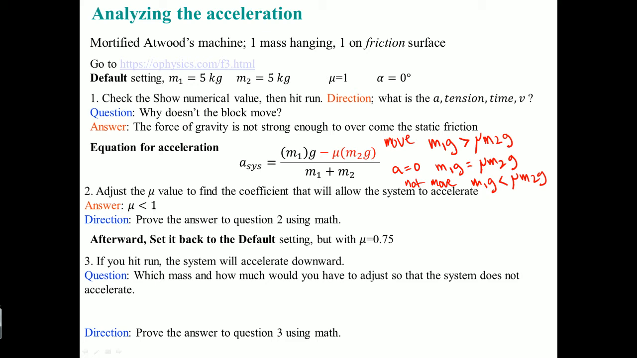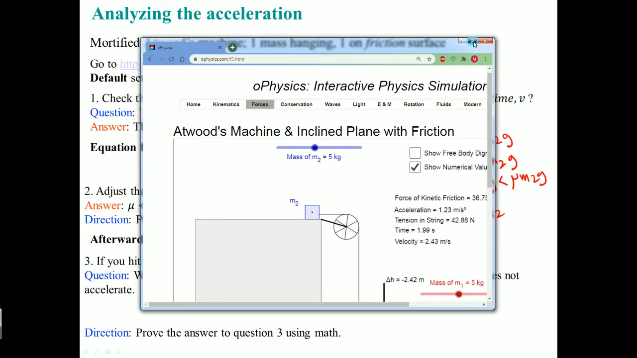How can we prove that? Well, for it to move, this has to be true: m1g is greater than mu m2g. The g's will cancel out. Then you divide the mu over, so mu is going to be less than m1 divided by m2. In this case, it was 5 over 5, so mu has to be less than 1 for it to move. That's the math for that. That's why we saw it right here.